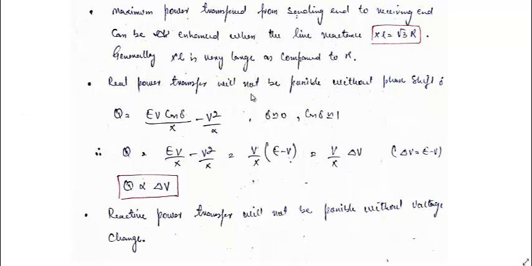Here delta V is the change in the terminal voltage of the two buses. E is the voltage of the generator bus, V is the voltage of the load bus. That means this Q is directly proportional to delta V. If E and V are the same, Q will be equal to 0. That means reactive power transfer will not be possible without a voltage change. Or we can say that whenever there is a voltage change, reactive power only flows then, and whenever there is a phase shift, only then the real power will transfer.